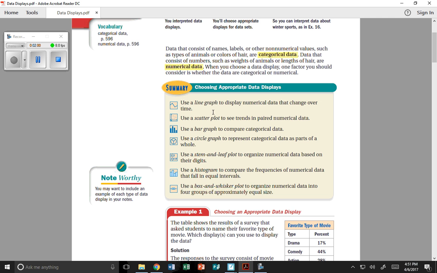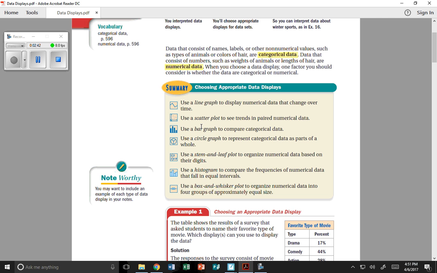There are different times that we would use these types of data displays that would be more appropriate than other times. So for example, for a line graph, you would want to look at numerical data that changes over time. That would be like population, for example, where you are seeing how it goes up and down over time. A scatter plot is used to see trends in paired numerical data. So for example, if you wanted to measure the amount of fish in Lake Minnetonka over the last 10 years, you might want to look at a scatter plot.